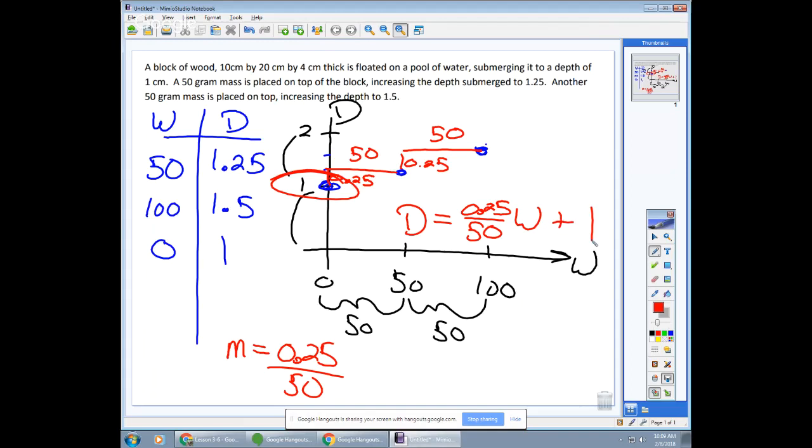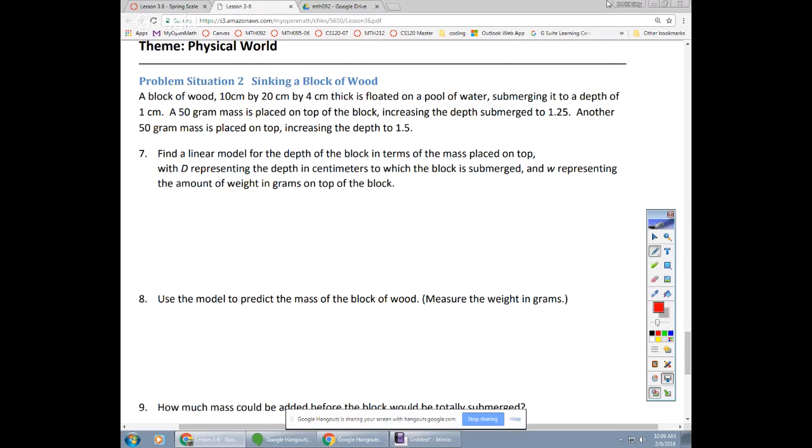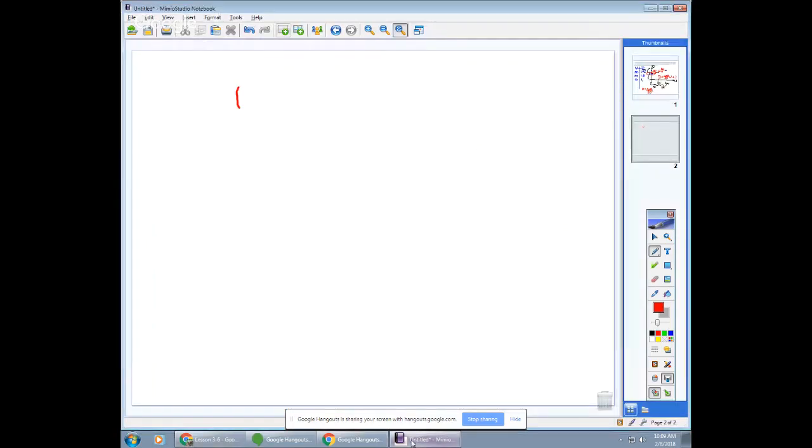Anybody got a calculator handy? 0.25 divided by 50. So maybe like 0.005 maybe. In the ballpark. 0.005, okay. So new page. So we think the depth is 0.005 times the weight plus 1. Linear model there.